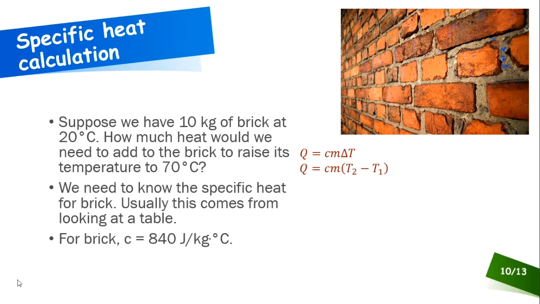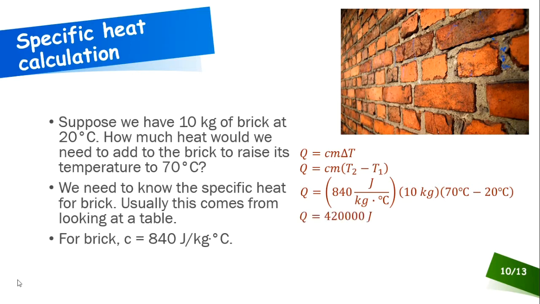Now we can substitute in what we know. So the specific heat, the 840, the mass of the brick is 10 kilograms. The final temperature T2 is 70 degrees Celsius. The initial temperature T1 is 20 degrees Celsius. We run the math and out comes 420,000 joules, or 420 kilojoules. And that's really all there is to it.